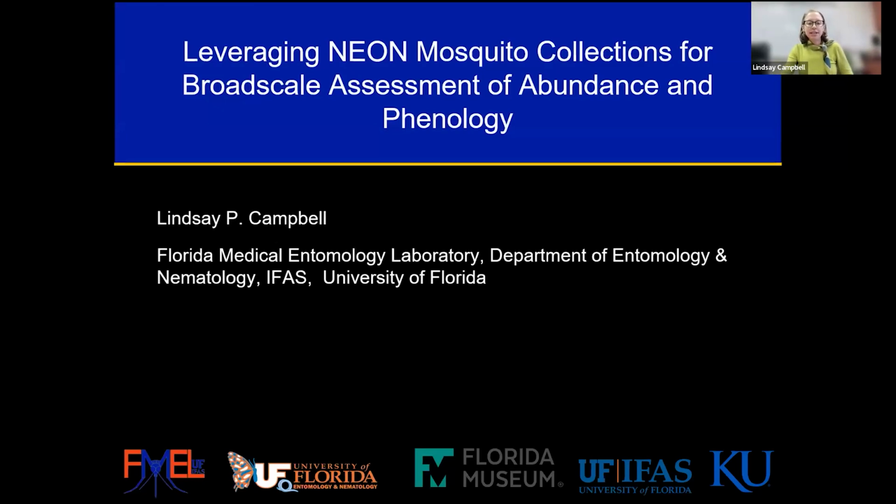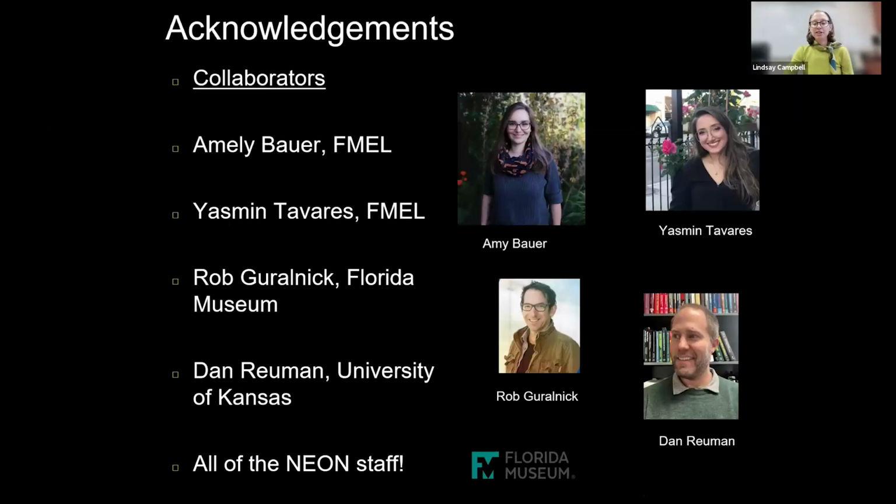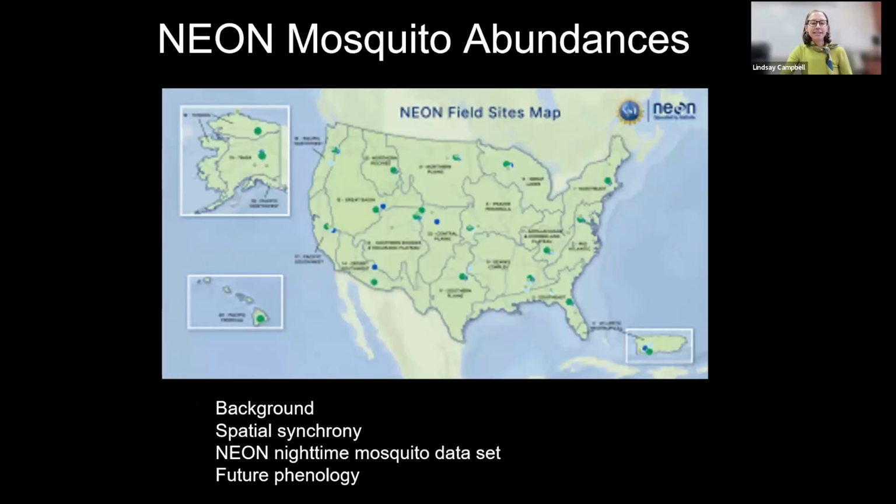And so today I'm going to be talking about kind of broad scale assessment of abundances and phenology and how you can use NEON data for investigating these types of questions. Before I even get started, I want to highlight that the work I'm going to present is really collaborative across not just students in my lab, but also other colleagues here at University of Florida and University of Kansas. And I also wanted to acknowledge all of the NEON staff and all of the people out in the field collecting these mosquitoes, identifying them, and working to record them and provide them for data analysis.